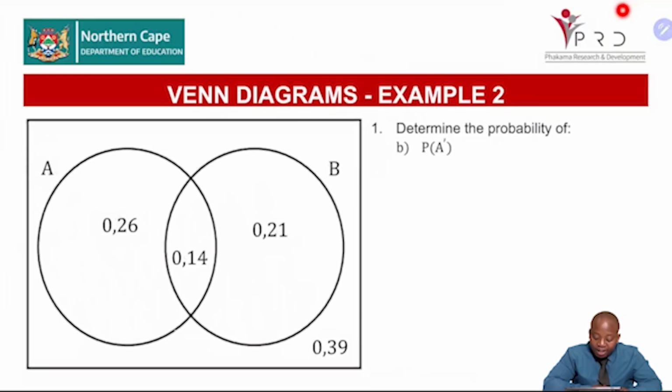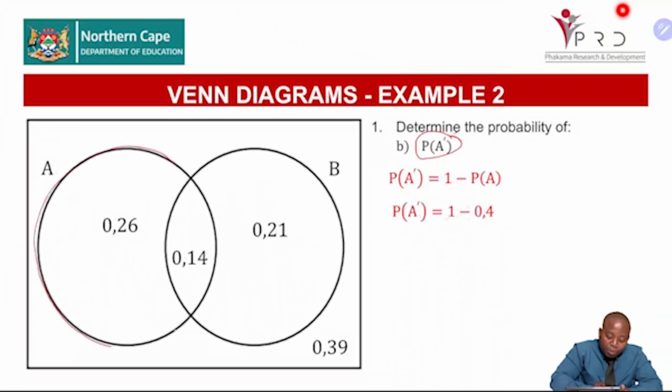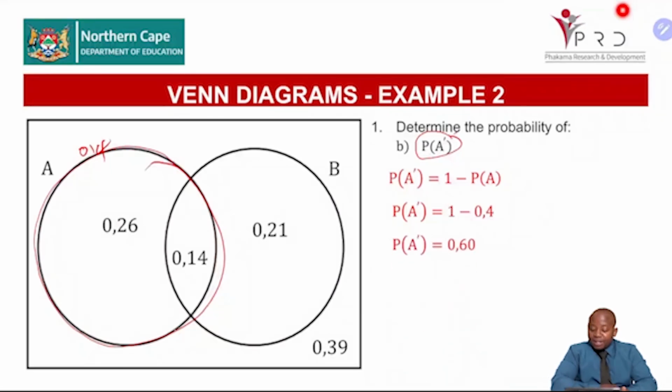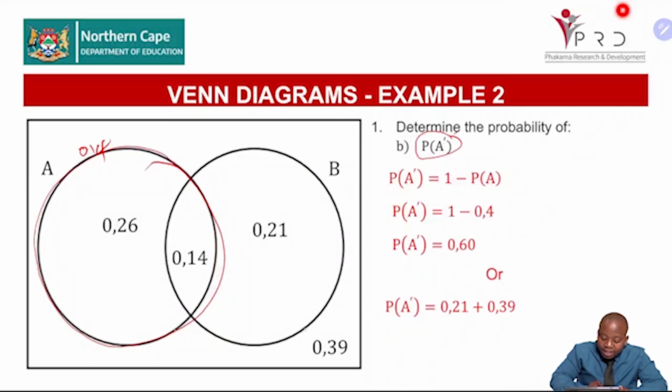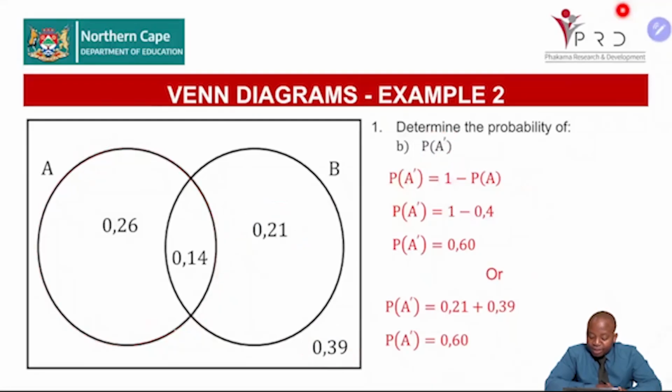Determine the probability of not A, the complement of A. So the probability of not A is equal to 1 minus the probability of event A. Remember, the total of A, which is the whole circle there, was 0.4. So 1 minus 0.4, then the probability of not A is equal to 0.60. Or what you could have said, for the probability of not A, we just add the events that do not include A, which is 0.39 plus 0.21. Then we get 0.60 as our probability of not A.